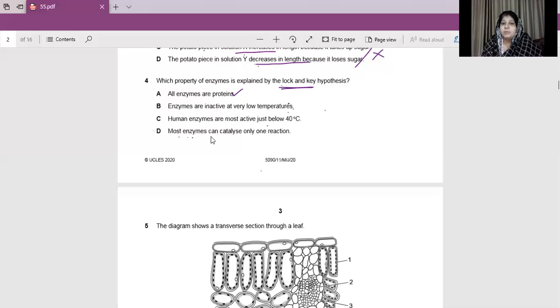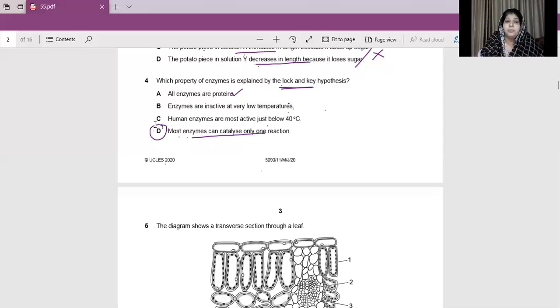So most enzymes can catalyze only one reaction. It means starch can fit only into the amylase enzyme. A particular key fits into a particular lock. So D is the correct option.